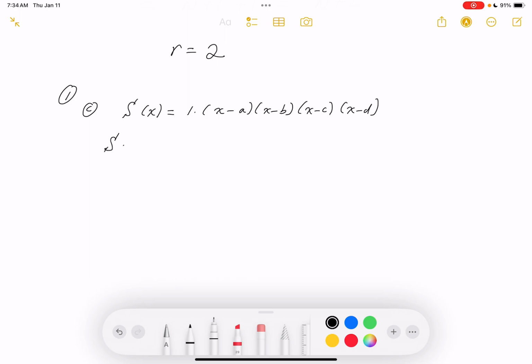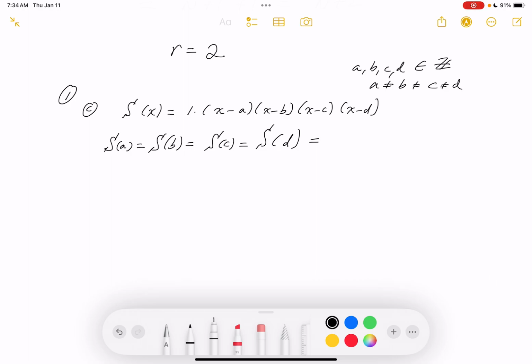So let me do what they said. They said S of a equals S of b equals S of c equals S of d. And again, a, b, c, and d are distinct, but not necessarily positive integers. So they're integers. So let me put this over: a, b, c, and d are integers, but they're distinct. That means a does not equal b, does not equal c, does not equal d. They're all different.